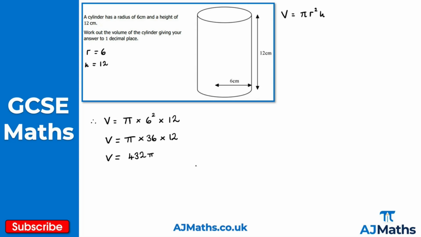Now, this would be our answer here in terms of pi, but we don't want to give the answer in terms of pi here. We want to give it to one decimal place. What you need to do then is just put this into your calculator. If you do that correctly, what you should get for the volume to one decimal place is 1357.2 centimeters cubed. We're looking at volume, so don't forget the units would be cubed. I'm working in centimeters, so it would be centimeters cubed. But there we have it, so that's the solution to question 1.